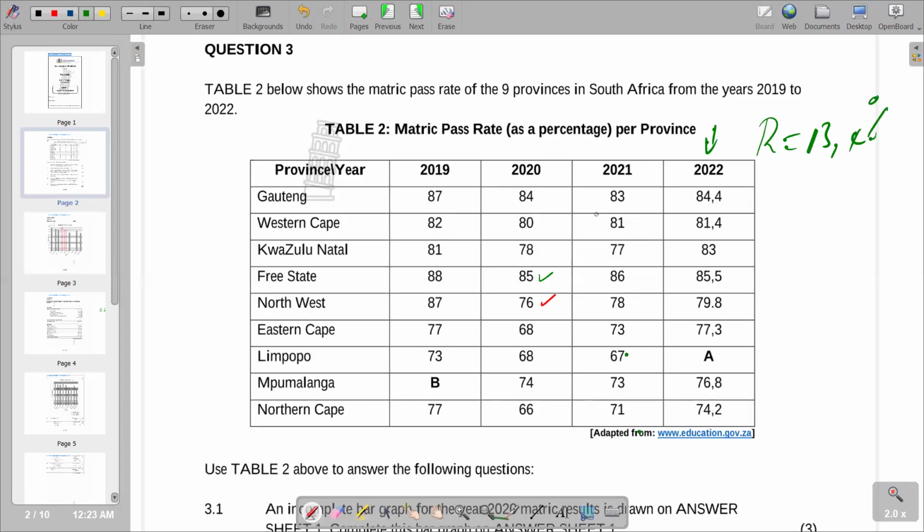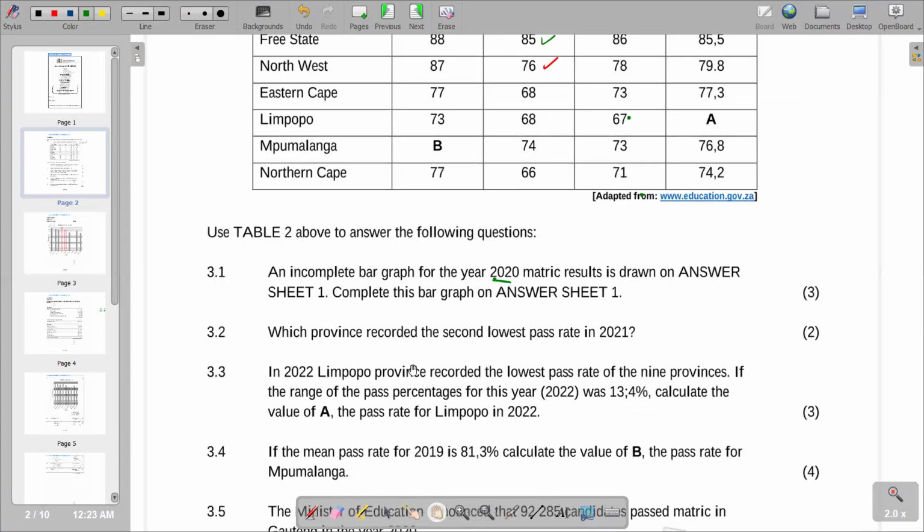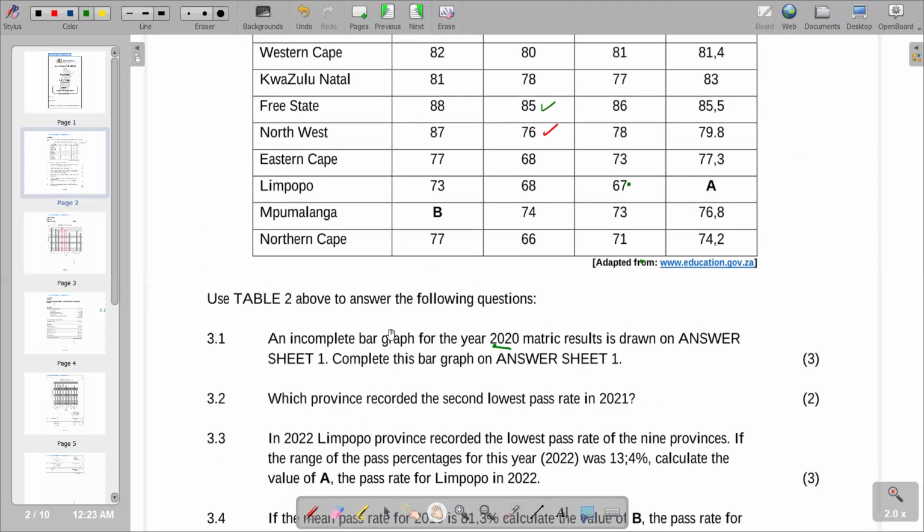So obviously we try to come up with the formula for the range so that we can find our A. We are saying 2022 Limpopo province recorded the lowest. So it means A is going to be the lowest. And remember, the range we are going to say the highest, that is the maximum, minus the minimum, or the highest percentage that we have minus the lowest percentage gives us the range.